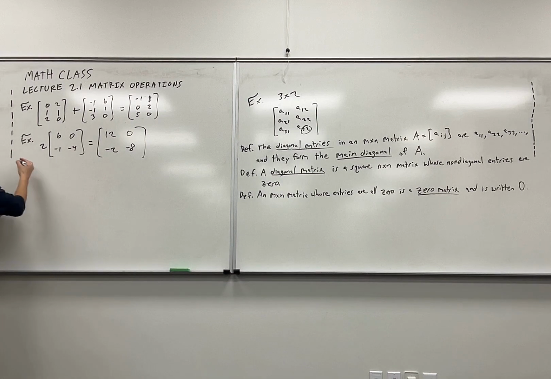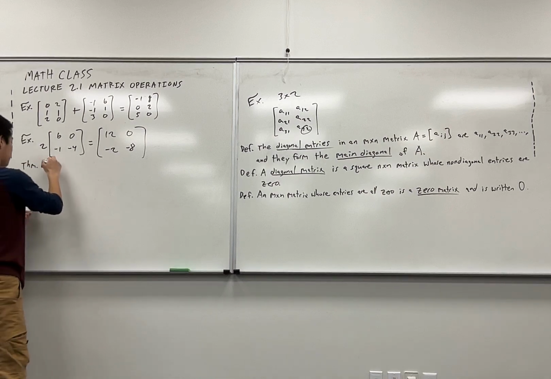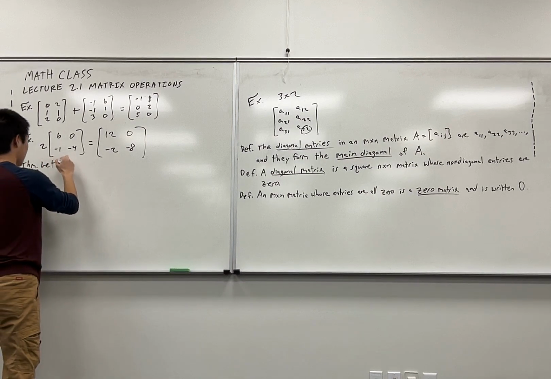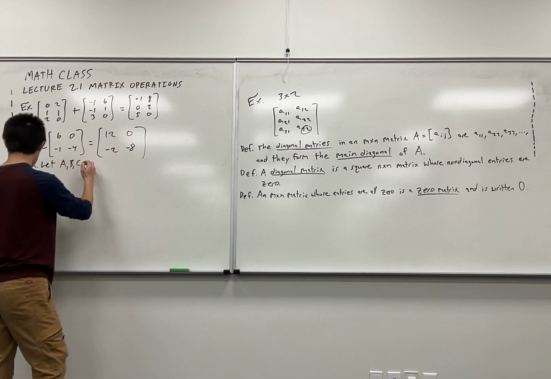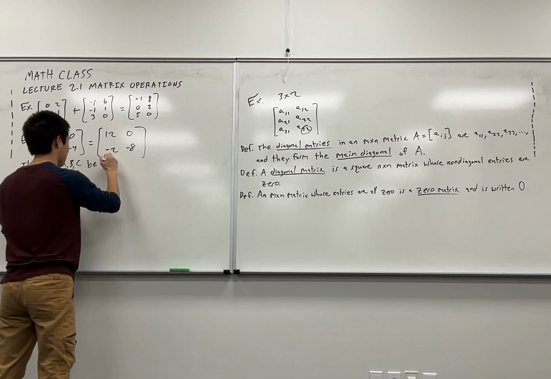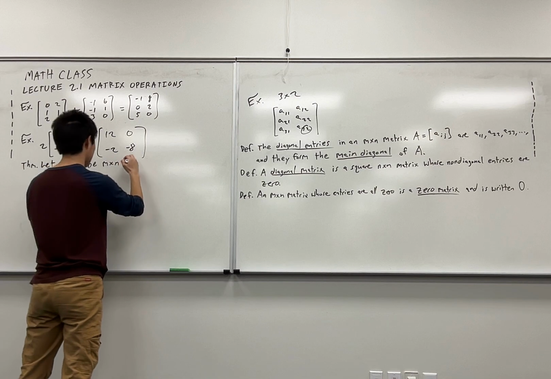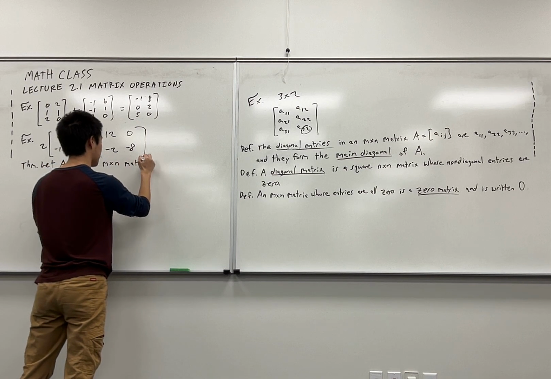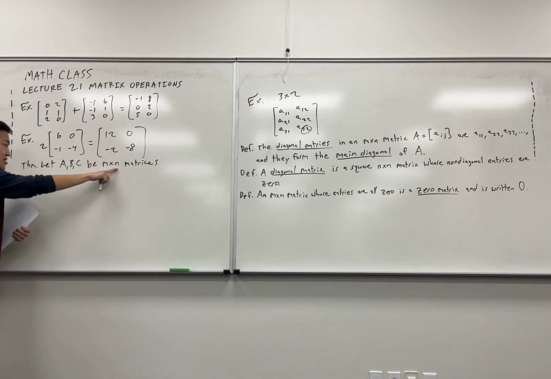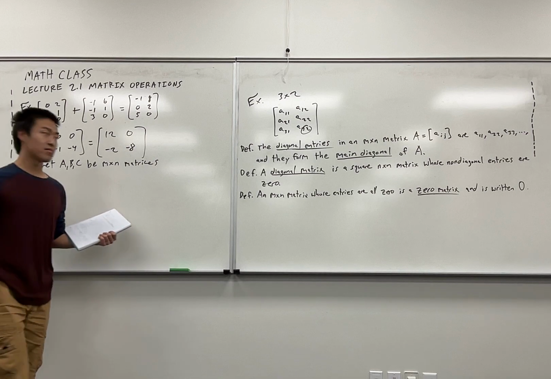Okay, so here's just a few properties that you'll need to know. Let A, B, C be m by n matrices. Notice that I'm defining them to all be exactly the same size. Why am I doing that?